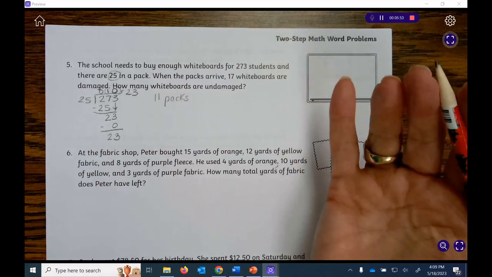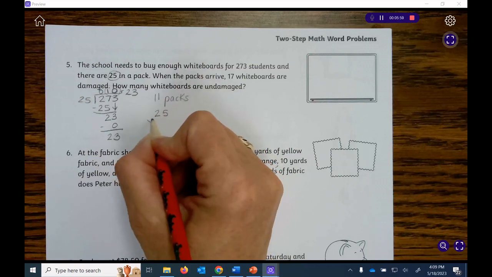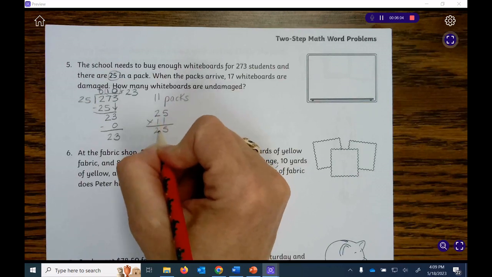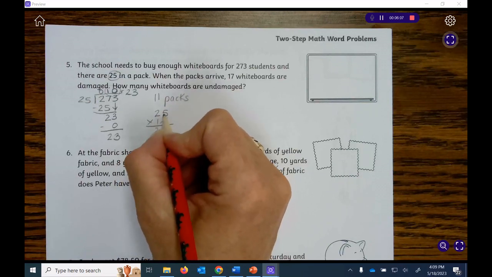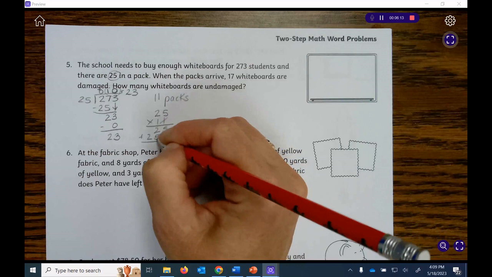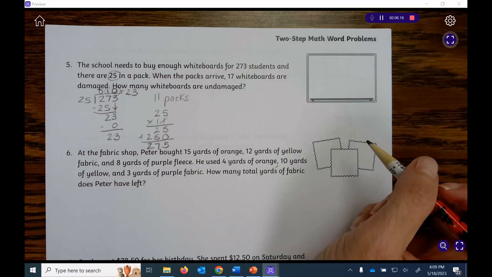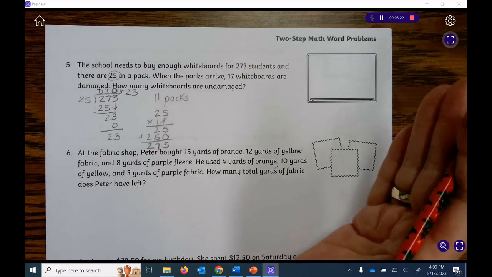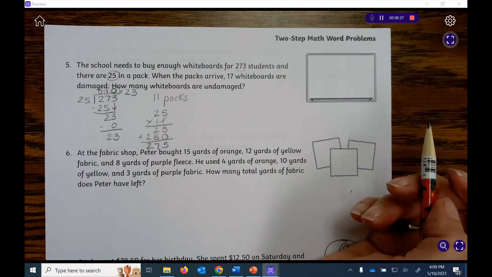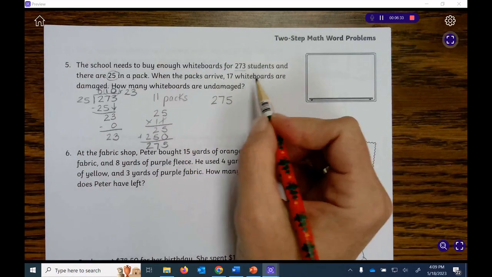All right, so let's find out how many whiteboards officially that is. So we're going to do 25 times 11. 1 times 5 is 5. 1 times 2 is 2. Add a 0. 1 times 5 is 5. 1 times 2 is 2. Add. I get 5, 5, 6, 7, 7, 2. So I have 275 whiteboards. So the school has to order 275 whiteboards for their 273 students. All right, so they have 275 whiteboards.